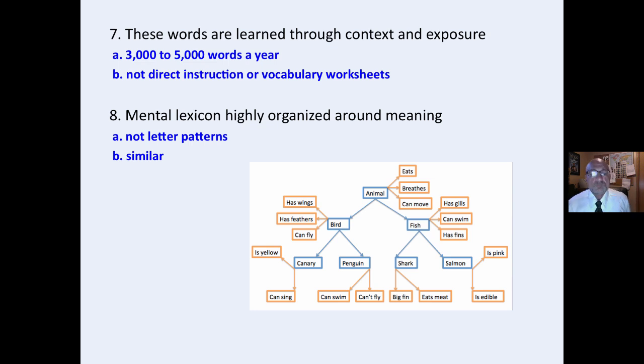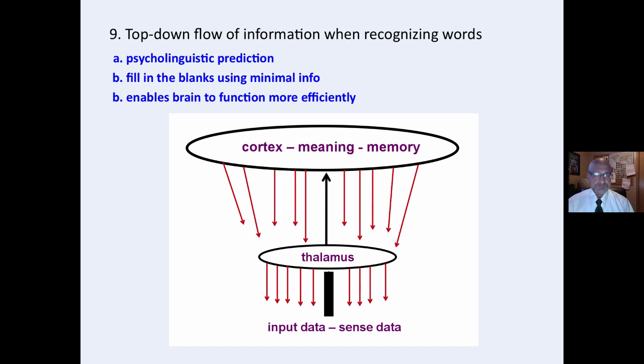Off on a tangent. Mental lexicon is highly organized around meaning, not letter patterns. That means words are stored in our head based on what they're related to or associated with. We have neural networks in our head, very much like the picture on the screen there. Things are stored by things with which they are related.